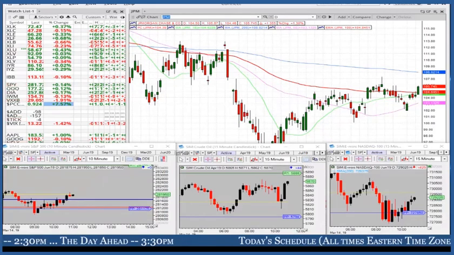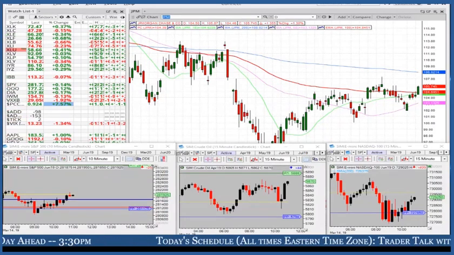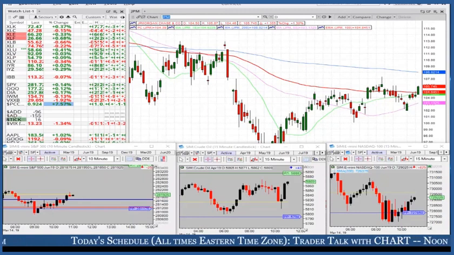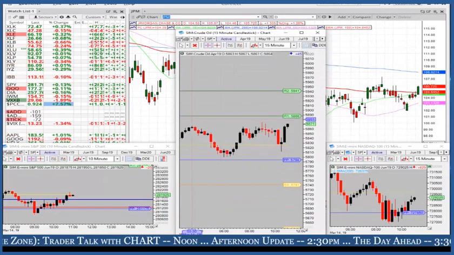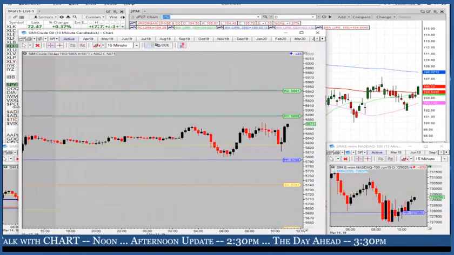All right, Chart. Well, since we got you on here and we're already talking about crude oil, you've got a nice trade in the money in crude oil. So I've got a 15-minute crude oil chart. Is that an appropriate time frame to look at so we can walk through this trade?